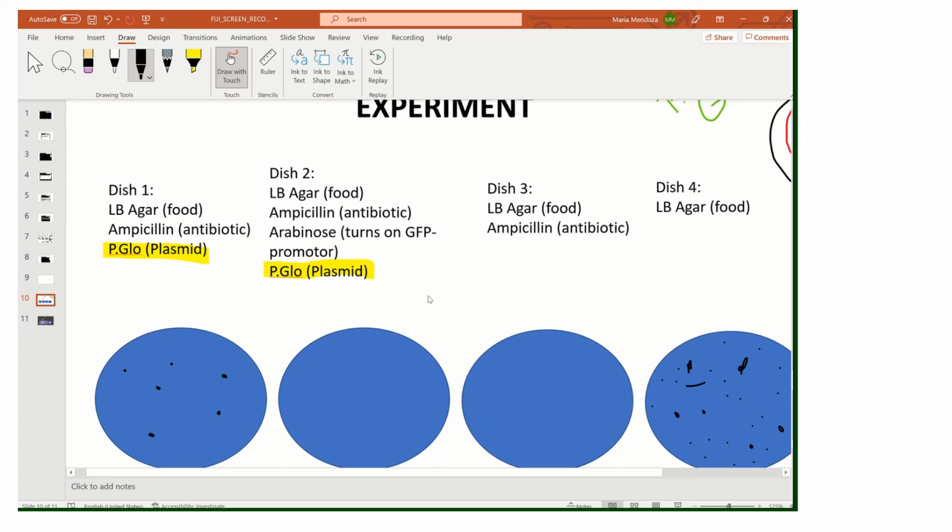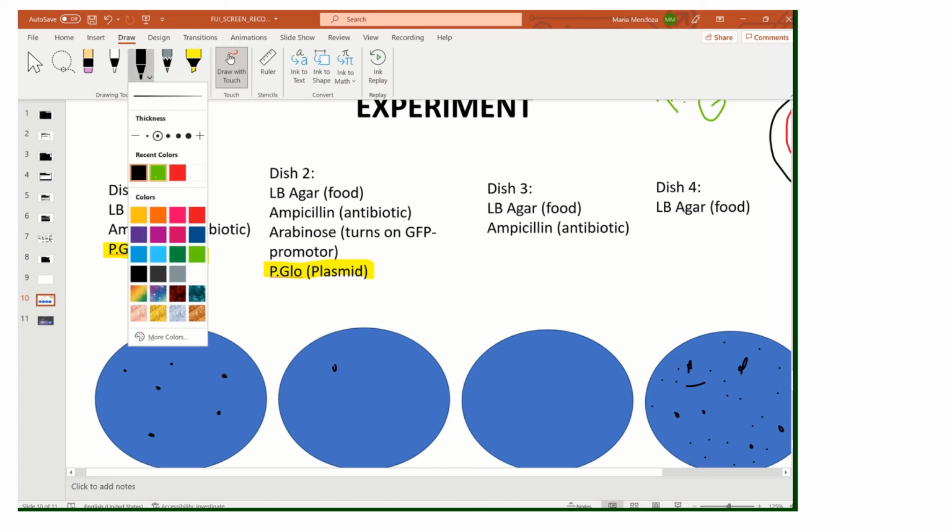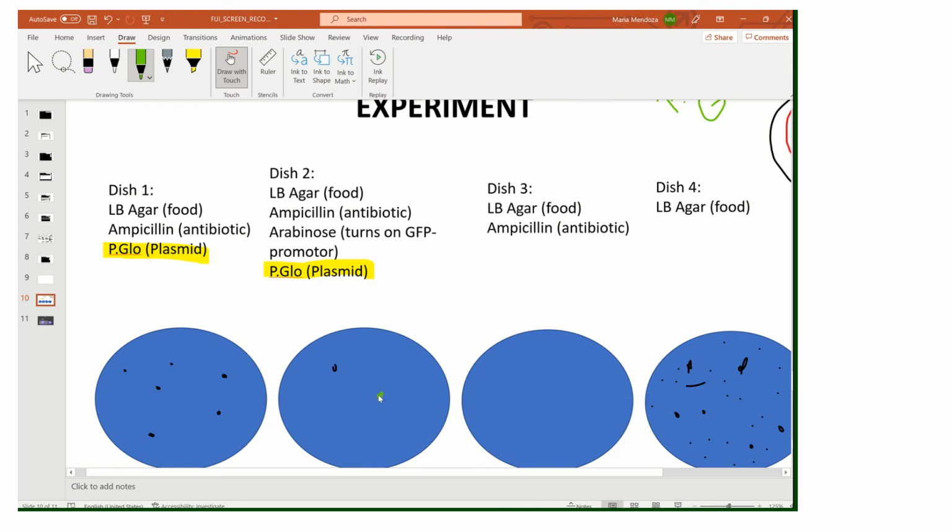Okay, and now the last dish, we have LB agar, so that's food. We have ampicillin, that's the antibiotic, and we have arabinose. It turns on the GFP promoter. And we also have pGlo. So here we have all of the elements. Not only do we have the plasmid, but we also have arabinose, which is the simple sugar that turns on the GFP promoter. So here we are expecting GFP to be expressed, which means that we will have fluorescence. Actually, let me draw these in a different color. We're going to expect green fluorescent molecules. So that's what we're expecting here.